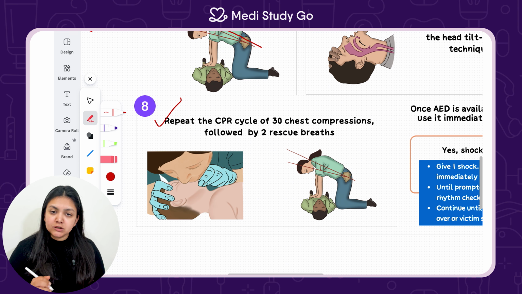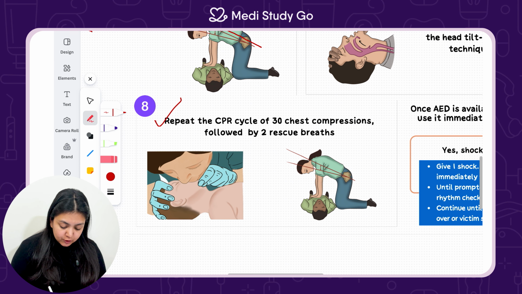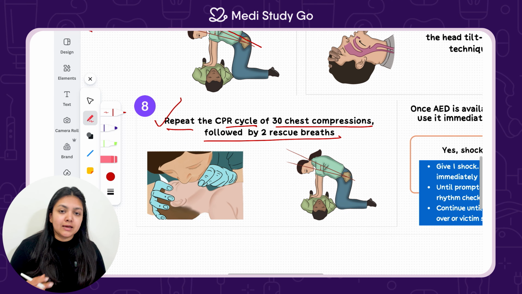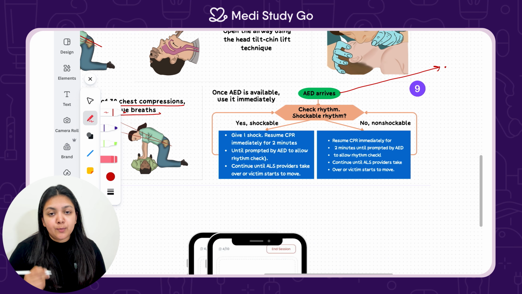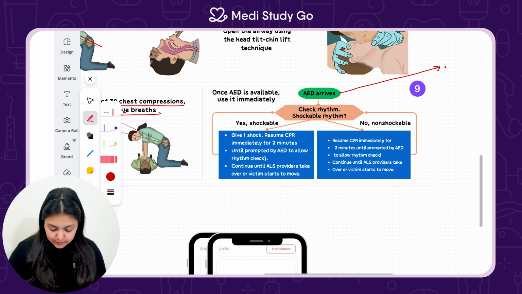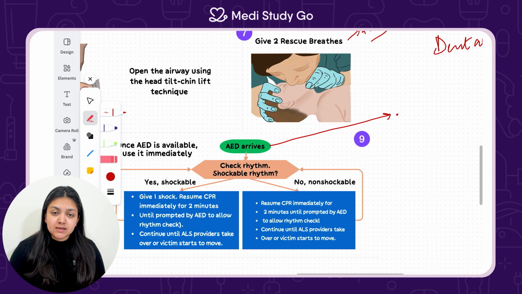So once you have given the 30 chest compressions and you have given 2 breaths, and the patient has not revived, you repeat the CPR cycle of 30 chest compressions followed by 2 rescue breaths again. Now you keep doing these cycles until help arrives, until an emergency service comes by, because they will bring the AED. Now what is an AED?